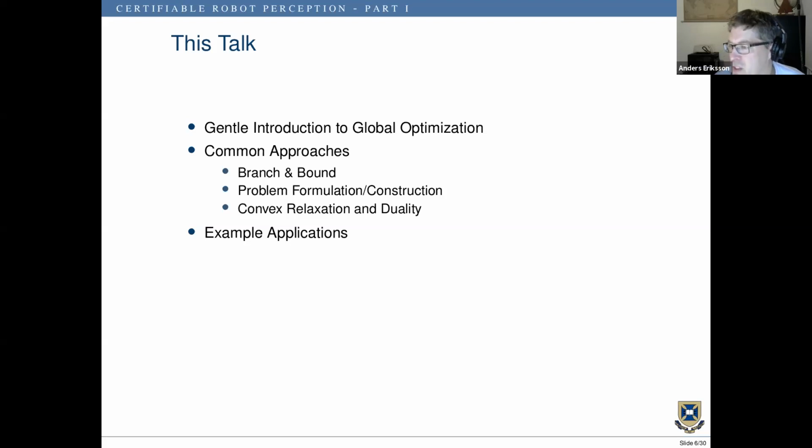The three I'm going to discuss are a method called branch and bound. I'm going to discuss a little bit about an approach called problem reformulation or construction. And then I'm going to spend perhaps a majority of the time talking about relaxation, convex relaxation, and duality, and then end up with just showing a couple of example applications.